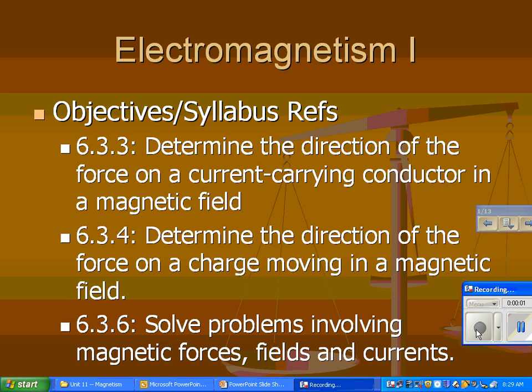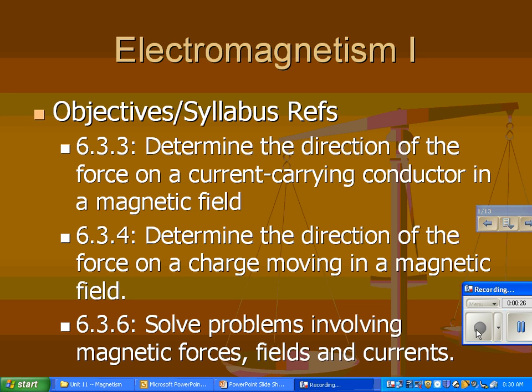Okay, guys, here's what we need to do today. Here are some of the IB syllabus objectives that we're going to try to cover. Hopefully, we will be able to determine the direction of the force on a current-carrying conductor that is placed in a magnetic field. That'll be one thing. We should be able to determine the direction of the force on a charge moving in a magnetic field. I'll teach you how to do that. And we should be able to solve problems involving magnetic fields, magnetic forces, and currents.